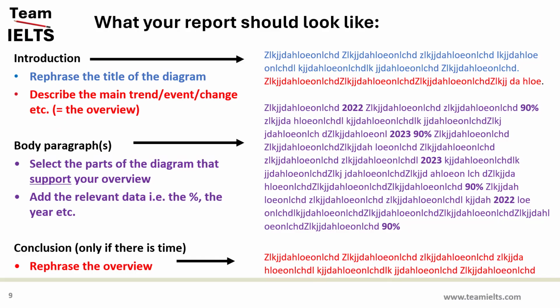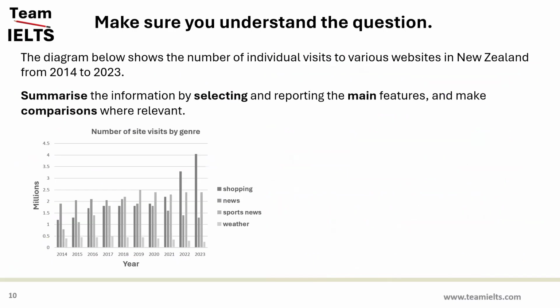Okay, so let's move on to a typical question, if you will. It's really important that you understand the question. So here's a typical question. The diagram below shows the number of individual visits to various websites in New Zealand from 2014 to 2023. And then you've got the instructions. And the instructions are the same for every task 1 question.